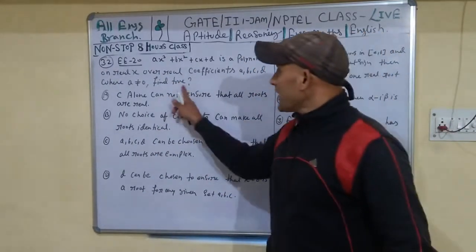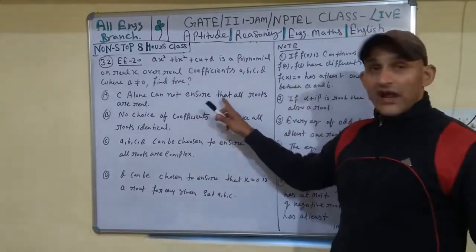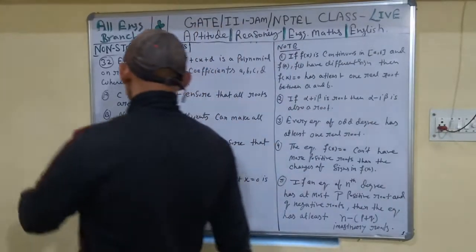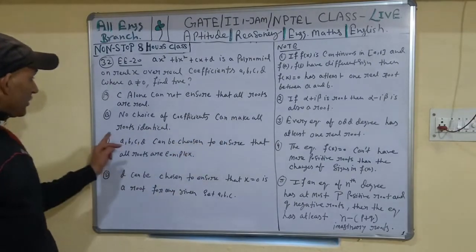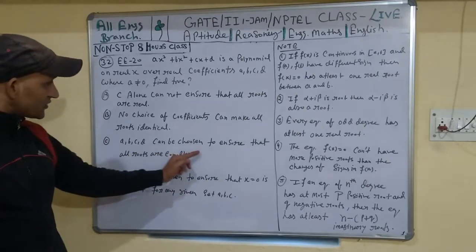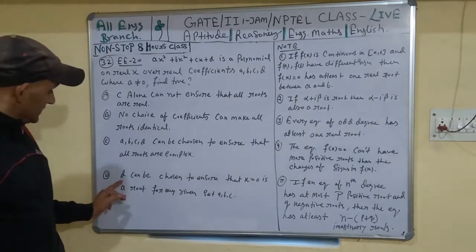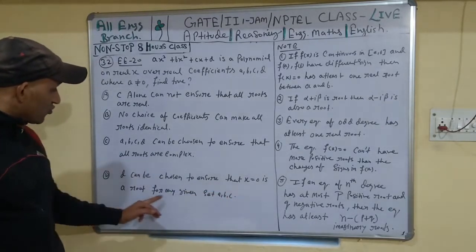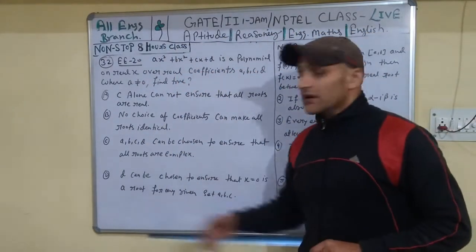Now he is asking to find the true statement. The first: the condition c alone cannot ensure that all roots are real numbers. Second: no choice of coefficient can make all roots identical. Third: a, b, c, d can be chosen to ensure that all roots are complex. And fourth: d can be chosen to ensure that x equal to 0 is a root for any given set of a, b, c. So which one is the correct answer?